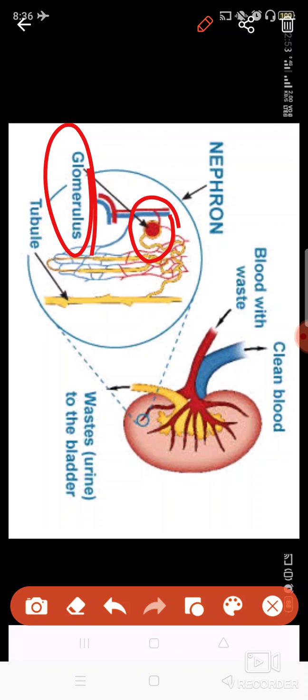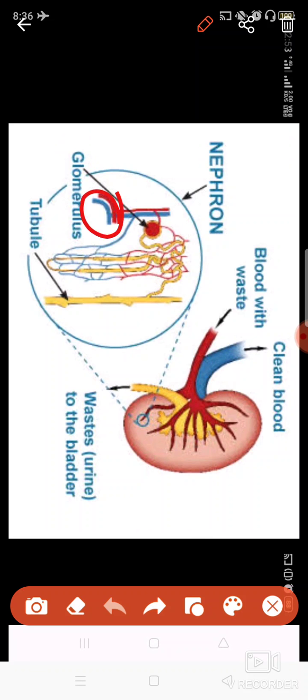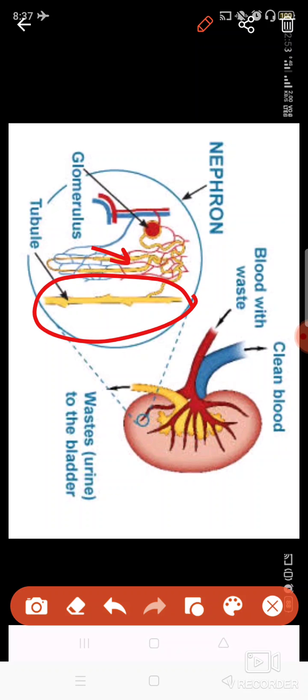Other than that, the renal veins again branch up to cover the loop of Henle. These networks of capillaries are helpful in the exchange of the materials present here, and the waste which is present will be thrown out through what is known as the collecting duct.